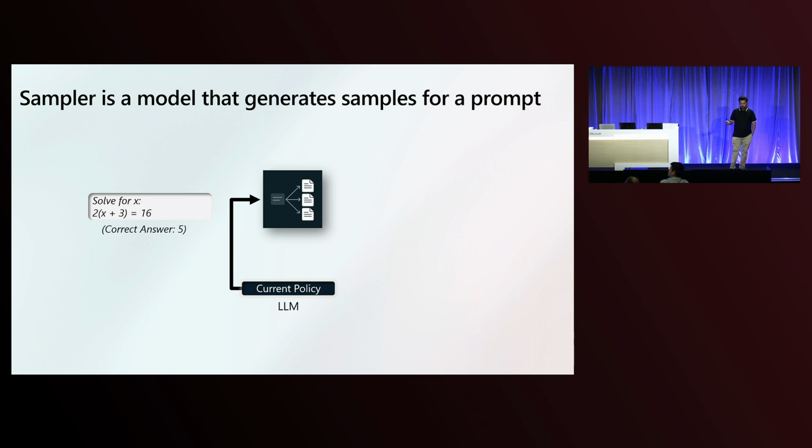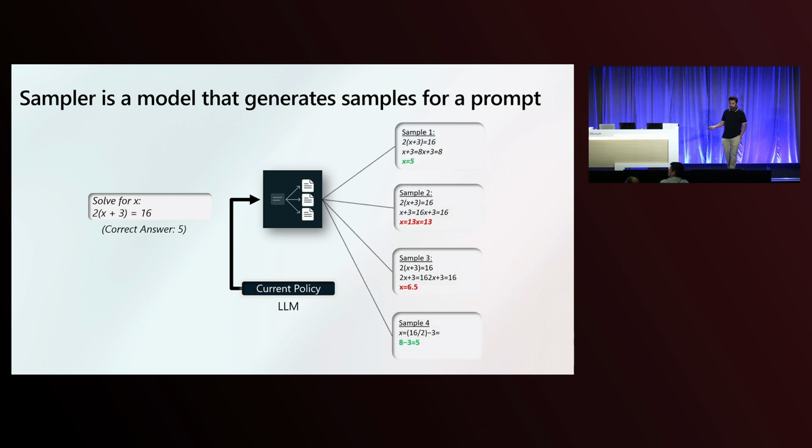So in this case, let's take the math example. Here you are generating samples. You see answers, samples 1 to 4. The first one is right, the last one is right, but the last one does not give you the reasoning. So both of them are right, but you want the reasoning.